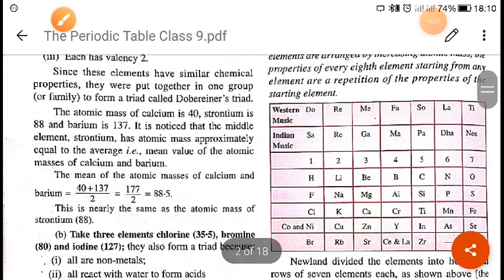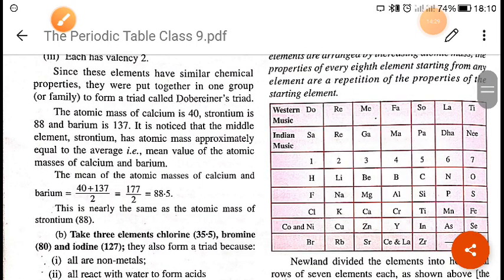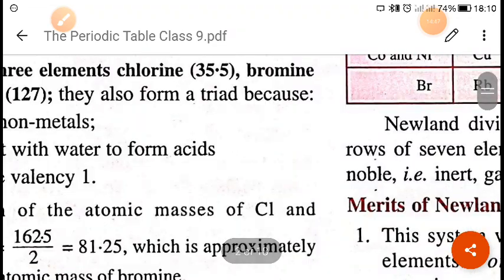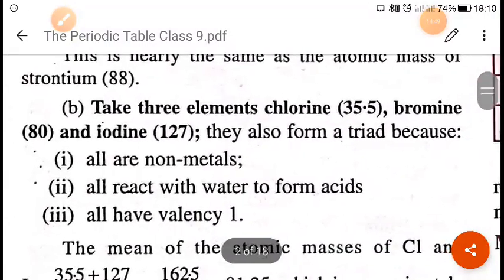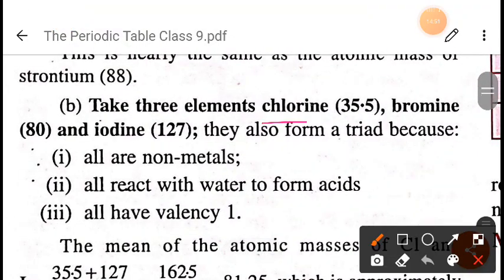So in this way he found out that if we arrange elements in a group of 3, the atomic mass of the middle element is the arithmetic mean, or we can say the average, of the other two elements. You have seen the example here. Now the next example is with non-metals: chlorine, whose atomic mass is 35.5, bromine 80, and iodine 127.